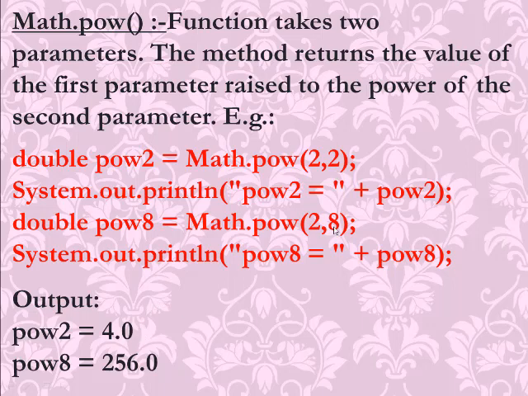As displayed here. Similarly, if you write Math.pow(2, 8), 2 is the base and 8 is the exponent, so 2 to the power 8 is 256.0. So this is how the Math.pow function works.